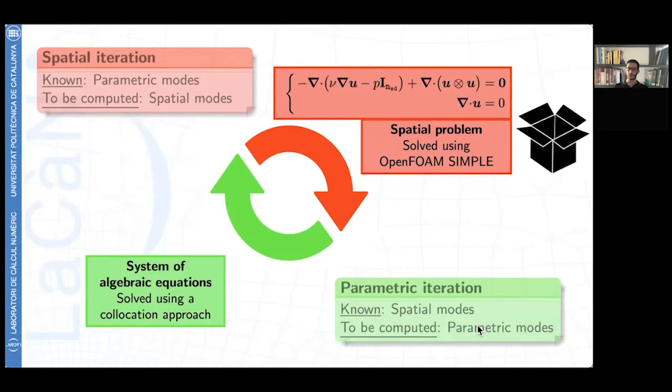any modification. So what is the difference with respect to classical solution, where we a priori compute some coefficient that will need to multiply all these terms, but the solution itself is simply performed using OpenFOAM with the SIMPLE algorithm. Once we have this solution computed, we then go to the parametric iteration. And in parametric iteration, we end up having a system of algebraic equations, which in this case is solved, for example, using a collocation approach.